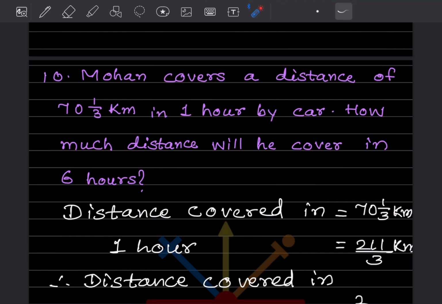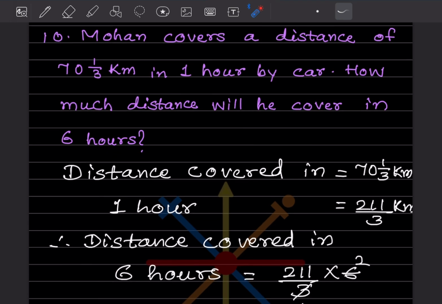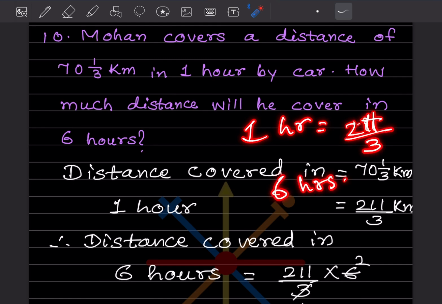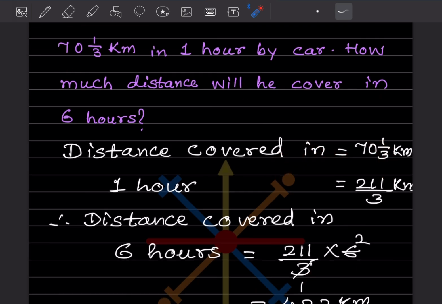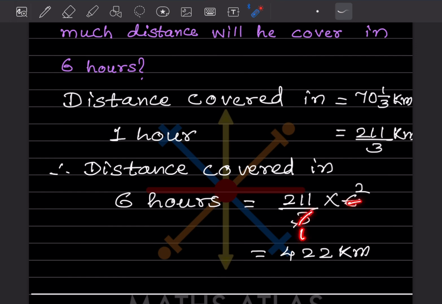So we can see the distance covered in 6 hours. In 1 hour that is 211 by 3. So in 6 hours, how much will that be? So what will you do? Hours one below the other, so you are going to cross multiply. That is going to be 211 by 3 multiplied by 6. Now we'll simplify this. So this is going to be 422 kilometer. This is the answer.